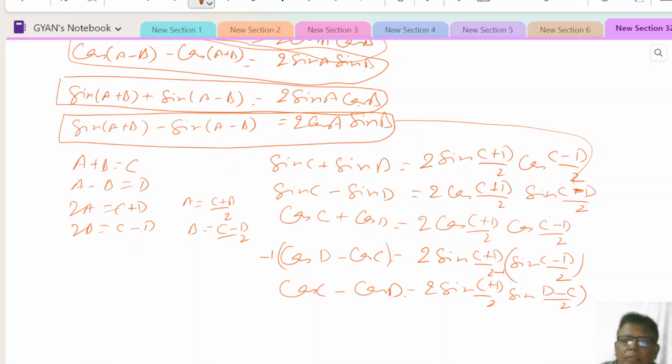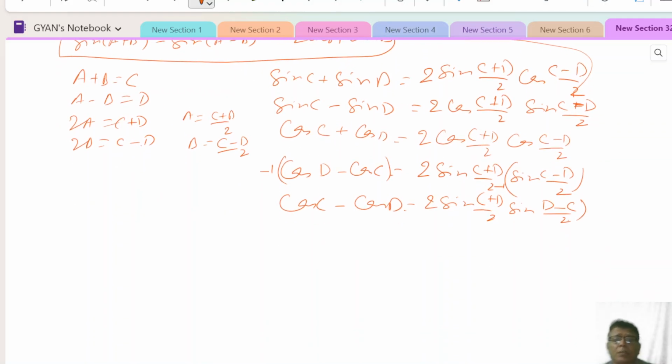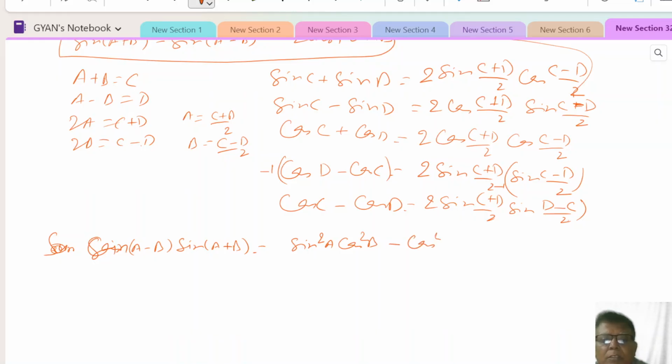So now we will summarize all the forms. One more formula is there, that is sine (A minus B) into sine (A plus B). So that will be sine square A into cos square B minus cos square A into sine square B.